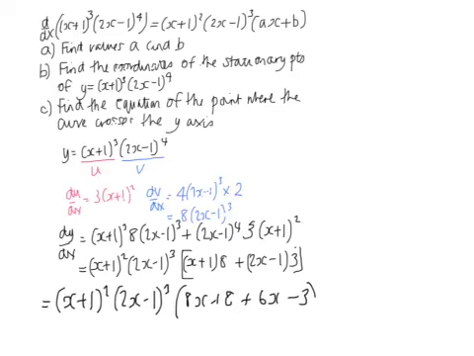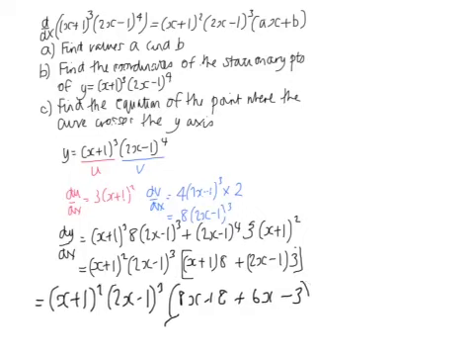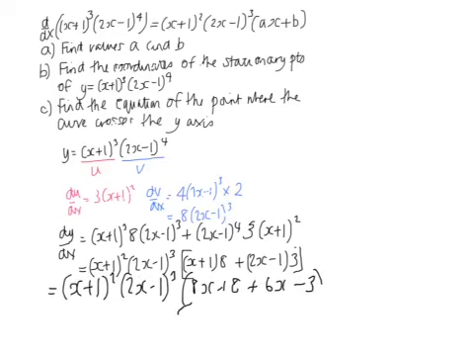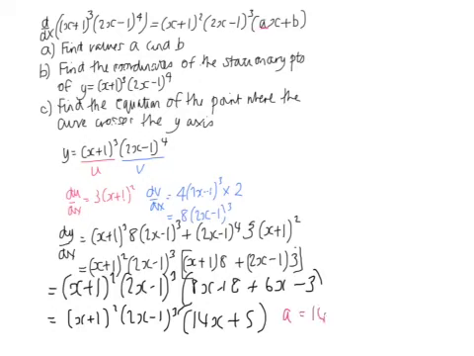Okay, so I'll just move it up a little bit. Okay, so I have (x plus 1) squared, (2x minus 1) cubed, 8x plus 6x is 14x, and plus 8 minus 3 is plus 5. So comparing with what we were looking at here, A is 14 and B is 5. Okay, so we've solved the first part, we found A and B.